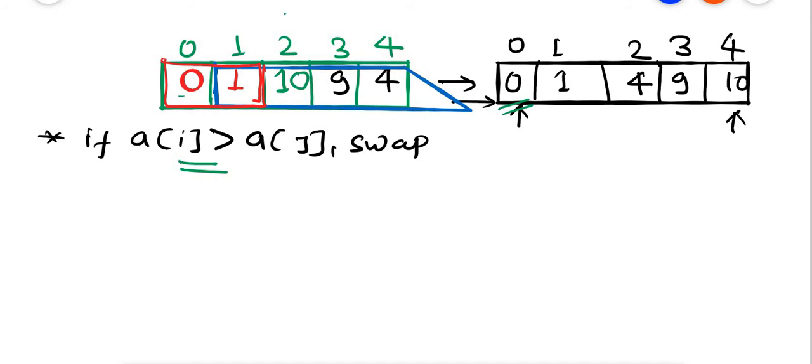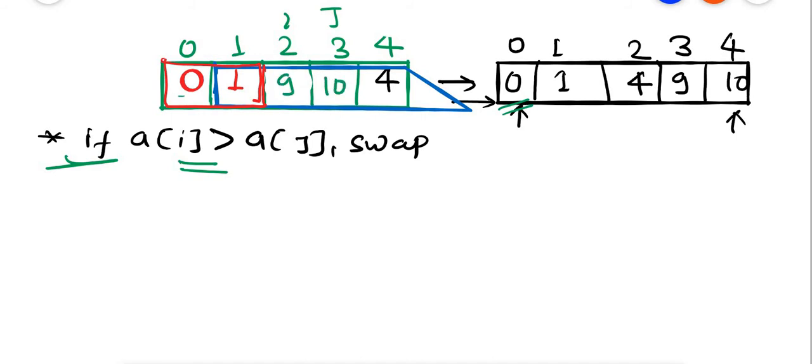Now the new index of i will be this, and again the index of j will be i plus 1, which is 3. Now again perform the same operation. Now 10 is greater than 9. When 10 is greater than 9, then it needs to be swapped. So let us swap the position of 10 and 9. So we'll have 9 at this position and 10 at this position.